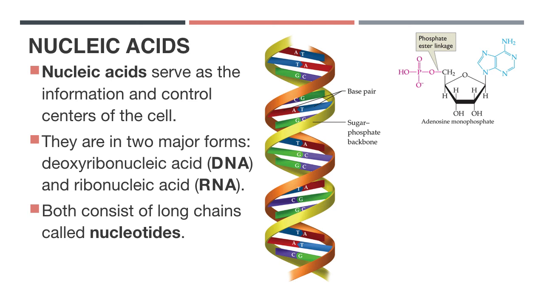Both DNA and RNA contain long chains that are called nucleotides. And you can see the picture in the upper right, that's a nucleotide. A nucleotide has a sugar molecule, a phosphate molecule, and then something called a heterocyclic amine base. So essentially you have a bunch of those molecules that are linked together, making DNA or RNA.